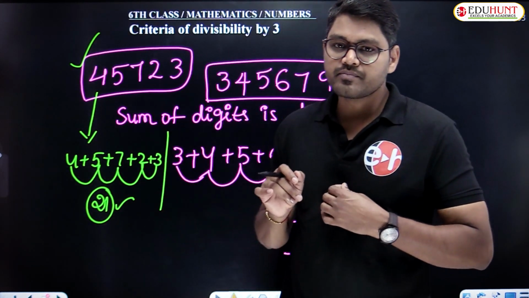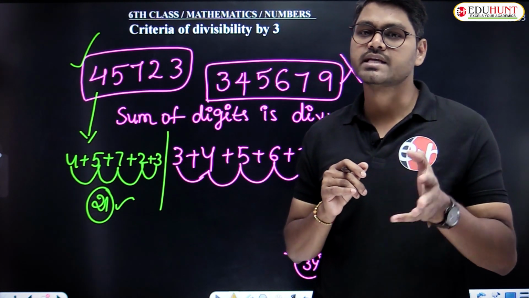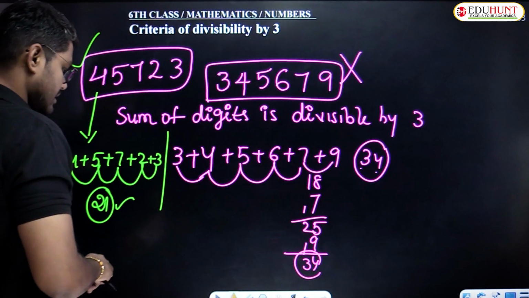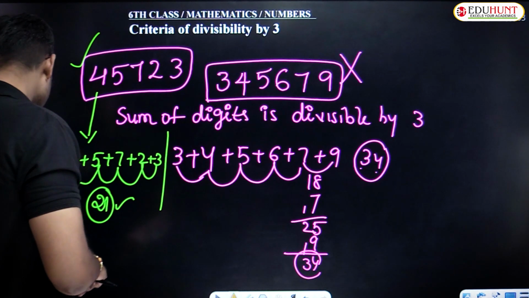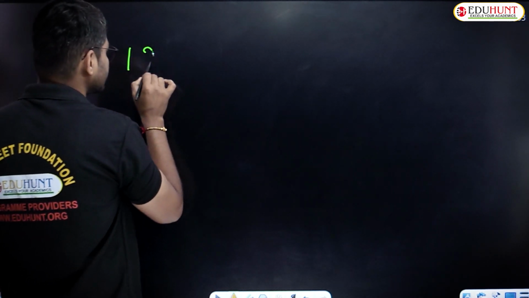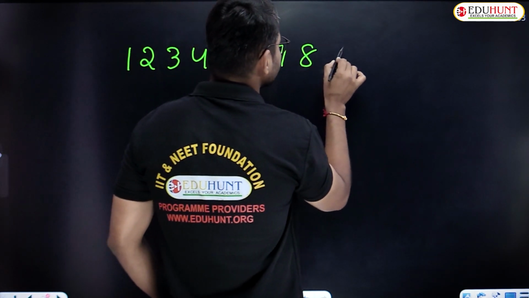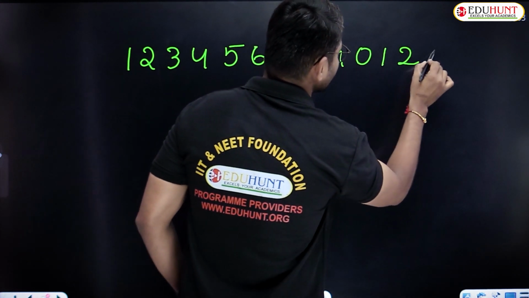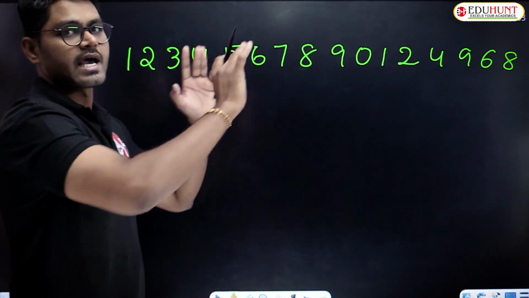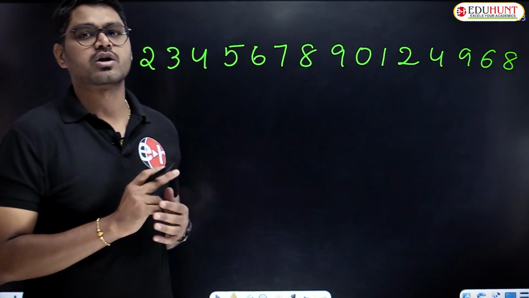Okay, now see, in the exam, how to do it very fast. 3 divisibility rule. I'll give you a very big number, and we'll see how to check whether it is divisible by 3 or not. Let's check. If I give you this number 1, 2, 3, 4, 5, 6, 7, 8, 9, 0, 1, 2, 4, 9, 6, 8. This much big number I gave you. So you have to check whether this number is divisible by 3 or not.